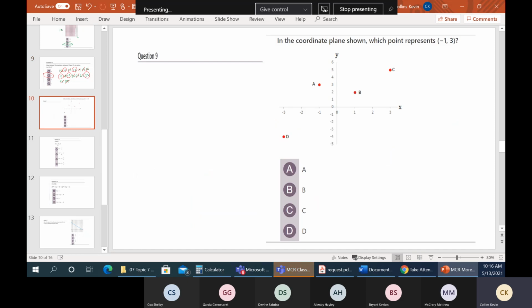All right, so it says, in the coordinate plane, which point represents -1, 3? This should be quick. Okay, go ahead. Moving on.